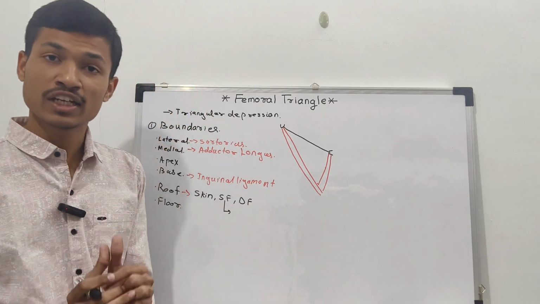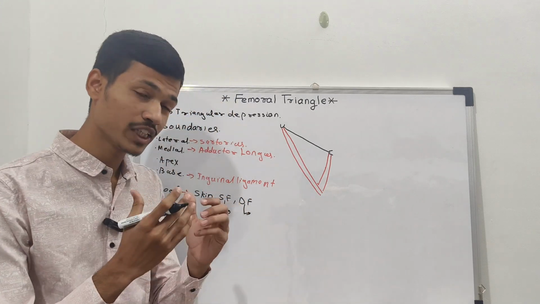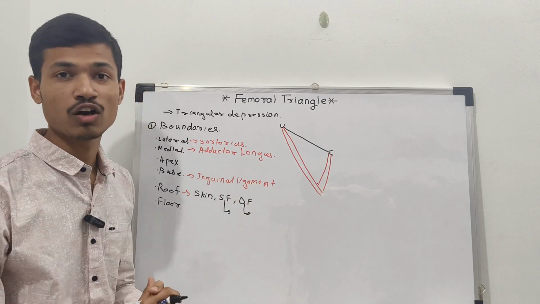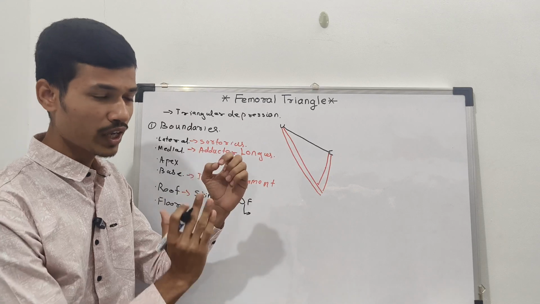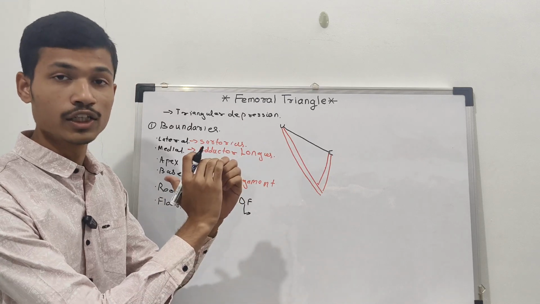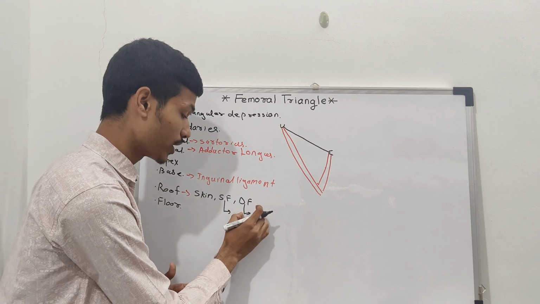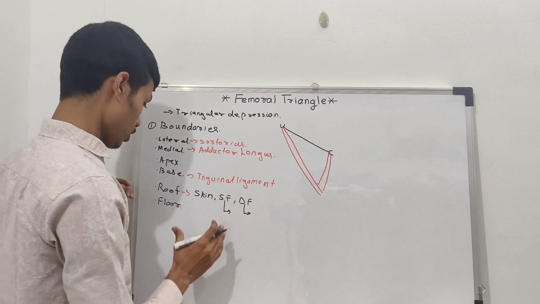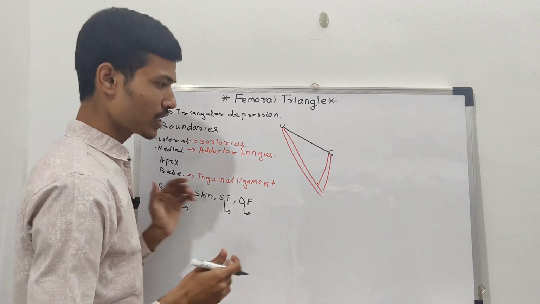Deep fascia is also there. Deep fascia is also present, and along with it is the cribriform fascia of the saphenous opening. As we know, the saphenous opening is the opening where the great saphenous vein drains. Okay, and this is the point where it has the cribriform fascia. Okay, then this is the roof, then the floor.